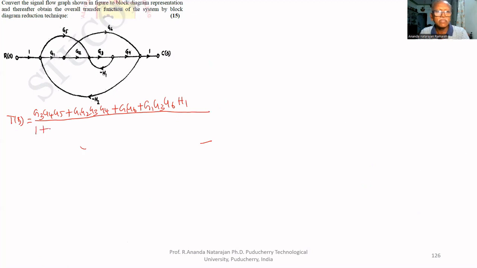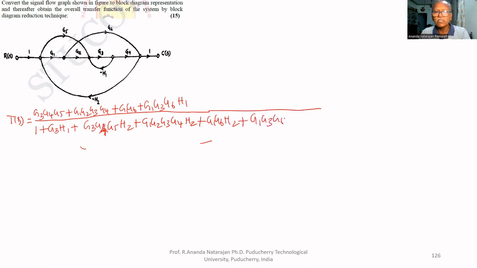Denominator is 1 plus G3, H1 plus the numerator term multiplied by H2, that is G3, G4, G5, H2 plus G1, G2, G3, G4, H2 plus G1, G6, H2 plus G1, G3, G6, H1, H2. This is the answer from block diagram reduction. Let us check by using Mason's gain formula.